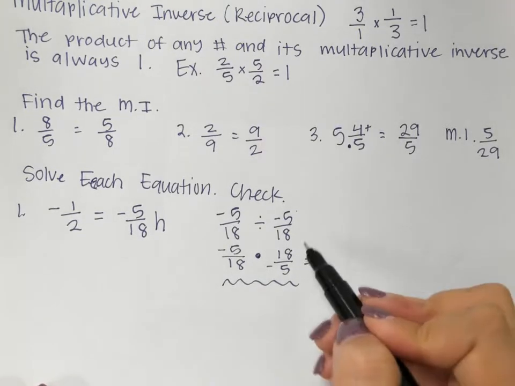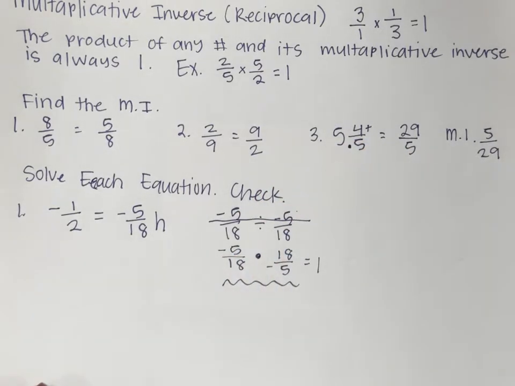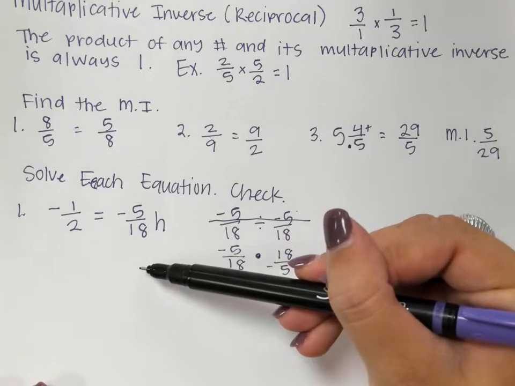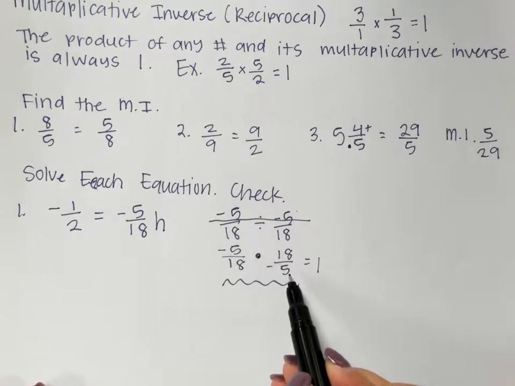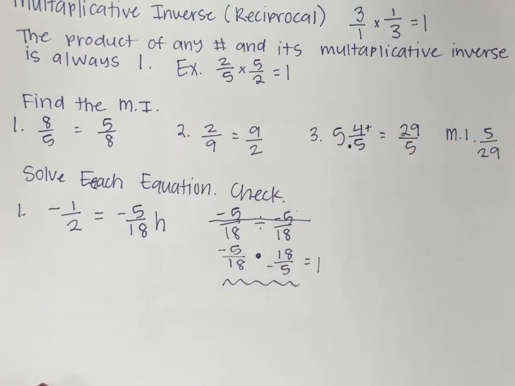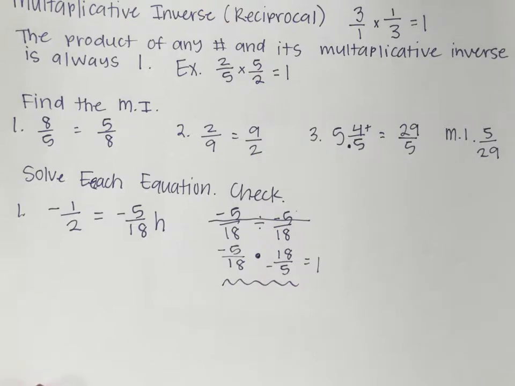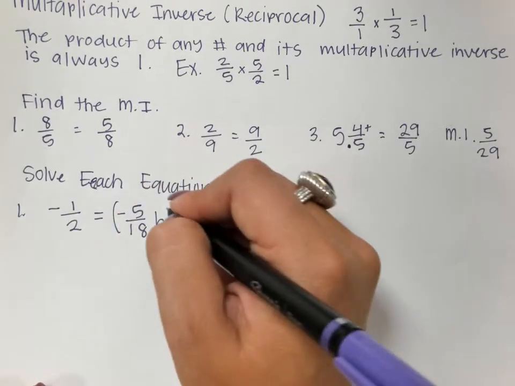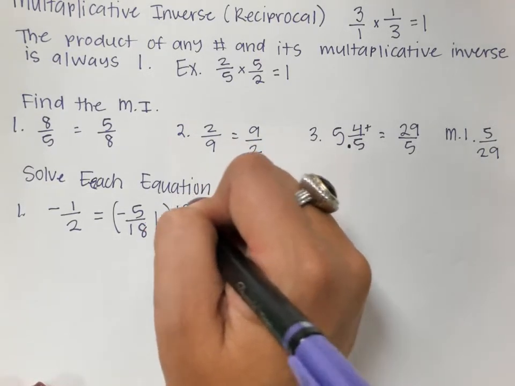I want h to be a 1h, or just h by itself. So, what if I just skip this whole step right here? Because if I divide by a fraction anyways, that means I'm just multiplying by its multiplicative inverse, right? So what if I skip the whole step of dividing the fraction, and I just multiply both sides by its multiplicative inverse? That saves me a lot of time. It's a little bit simpler. So let's say I want to multiply both sides by 18 over negative 5.